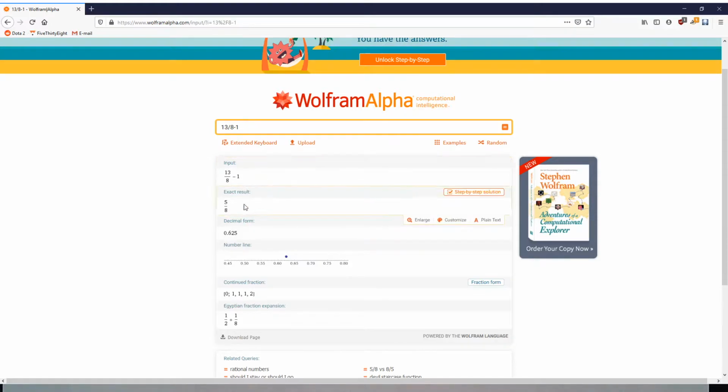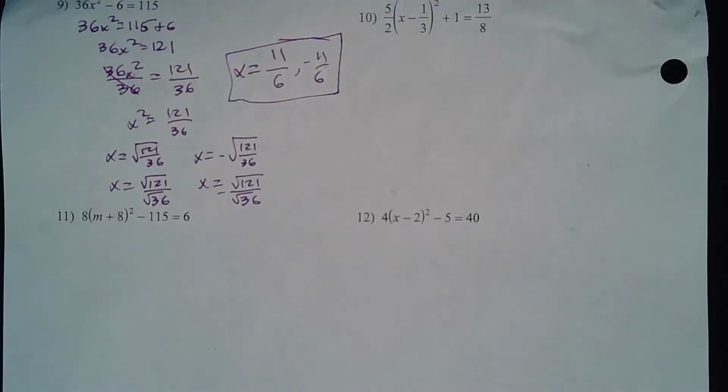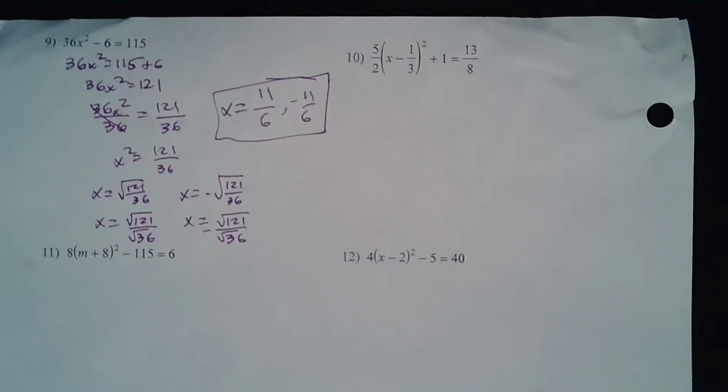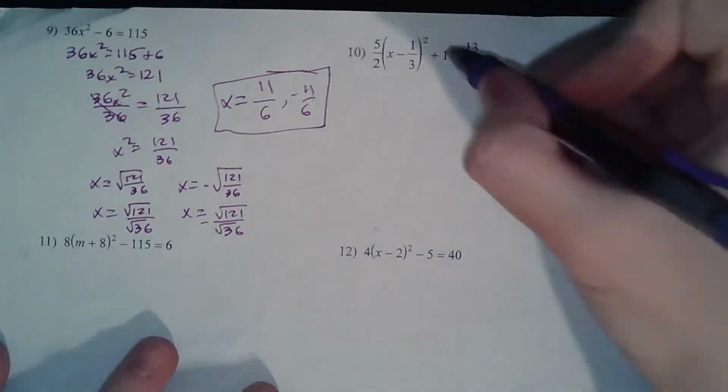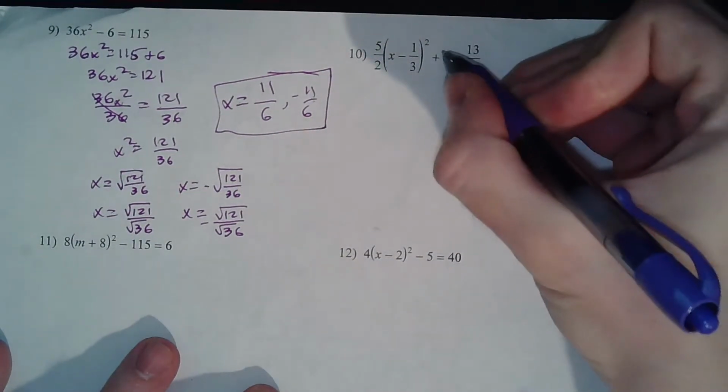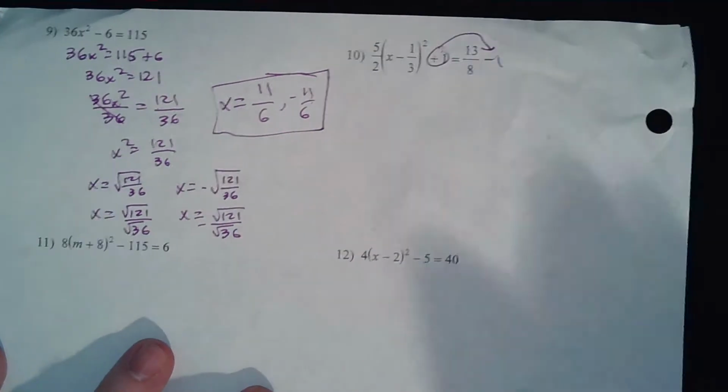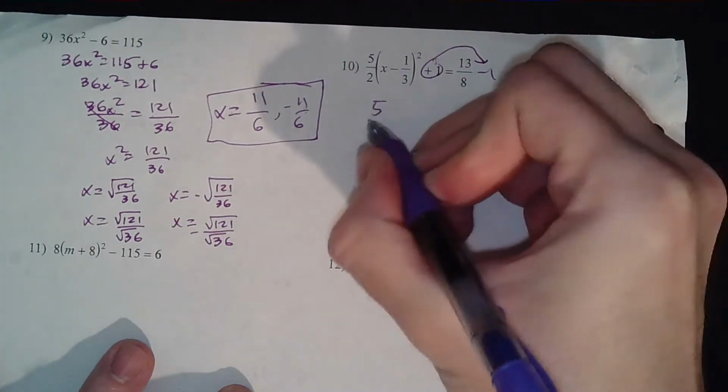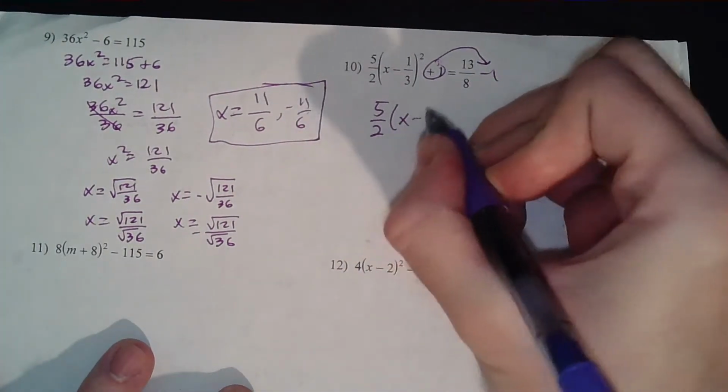Anyways, 13 over 8 minus 1, we get 5 over 8. So the very first step on this question was to subtract 1 on both sides. Let's transition away from this window capture, transition back. Awesome. So subtracting 1 on both sides over there, we're going to have this guy moved over here to be minus 1, and we just did that on our Wolfram Alpha.